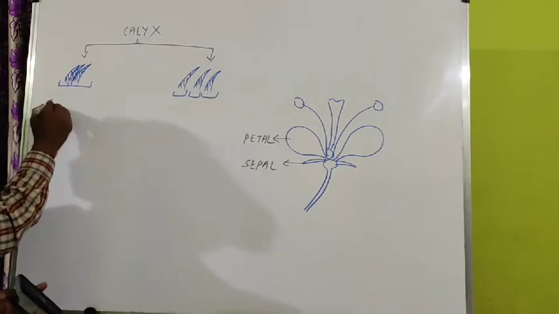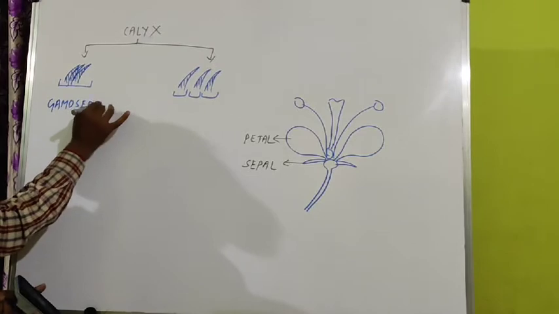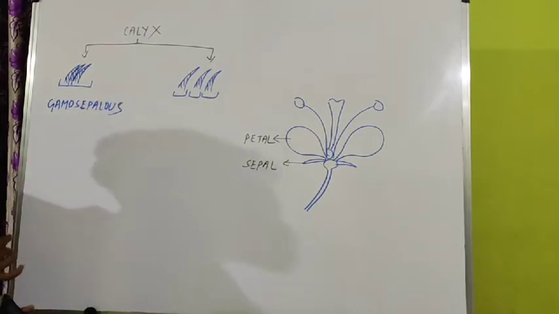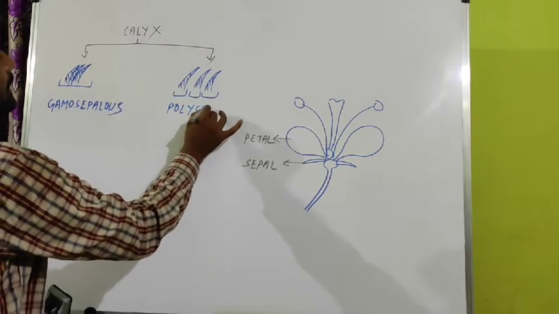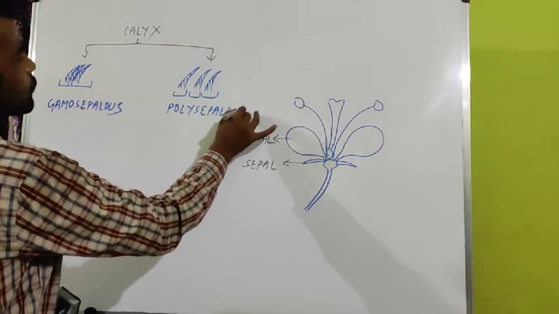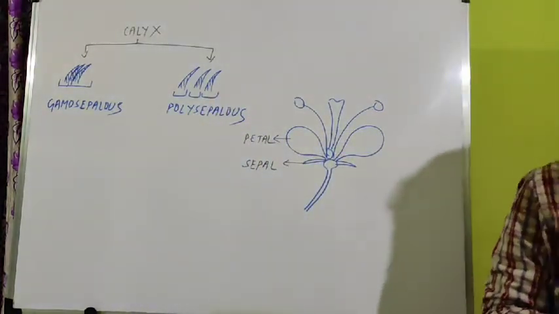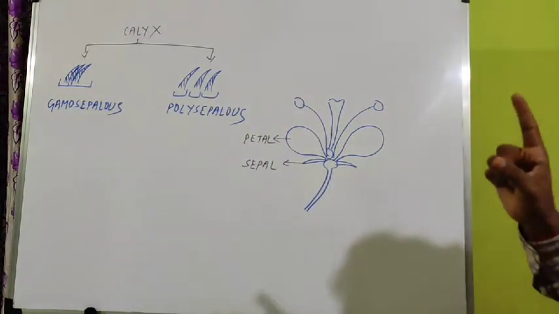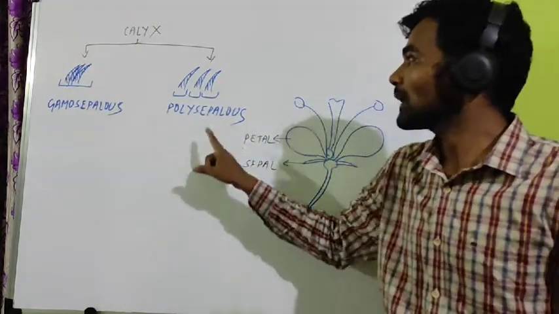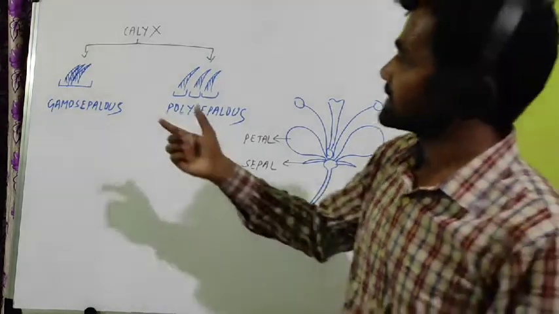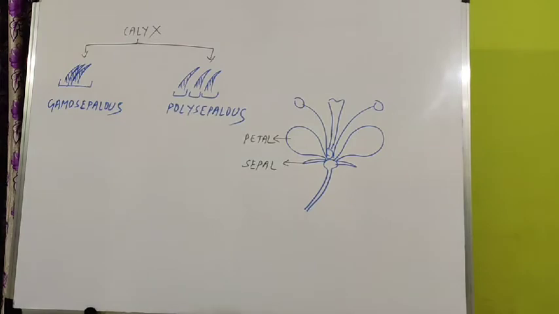And when the sepals are fused, united, it is called the gamosepalous condition. Gamosepalous condition. And when sepals are free, that is called the polysepalous condition. Polysepalous. These terms you have to remember. In the case of carpel, we used syncarpous and apocarpous. But in the case of sepals, you have to use gamosepalous and polysepalous. When sepals are fused, gamosepalous; when sepals are free, that is called polysepalous.